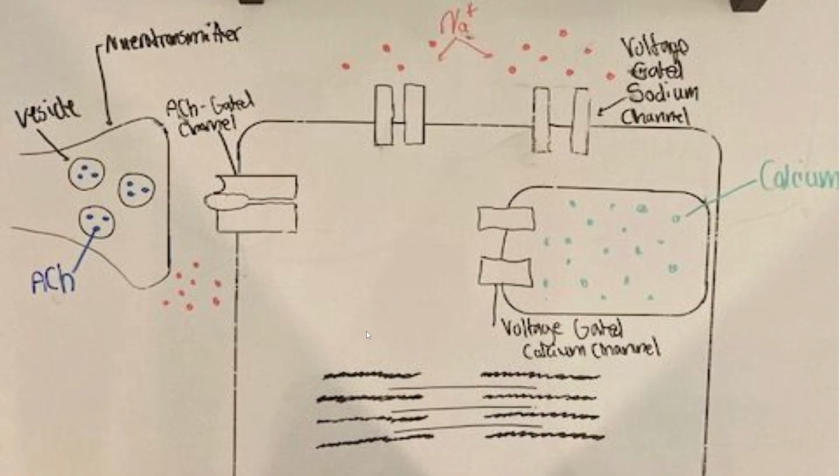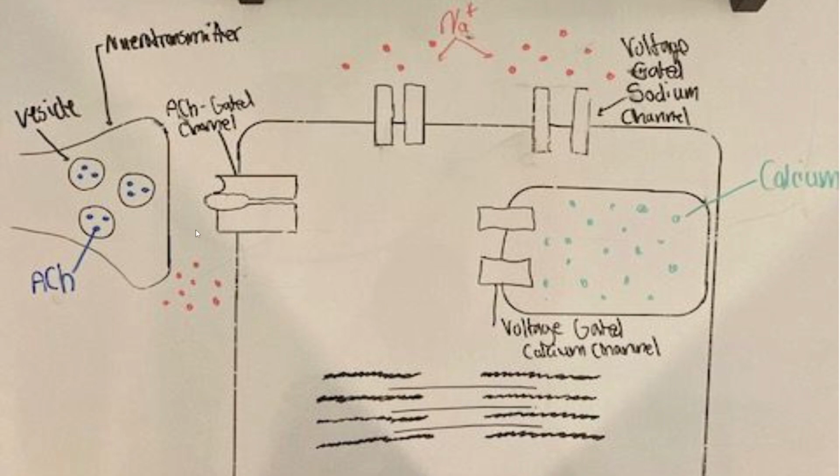First of all, this is the normal cell, and I'm going to walk you through the function of the normal cell. The ligand that we're going to start with is acetylcholine, represented by ACH, and this is the neurotransmitter. This is the vesicle containing the acetylcholine. This is the acetylcholine gated channel, which the acetylcholine binds to once it's released into the synaptic cleft. The red dots are sodium. This is a voltage-gated sodium channel, and then this is calcium in here. This is a voltage-gated calcium channel, and then this is the muscle that contracts.